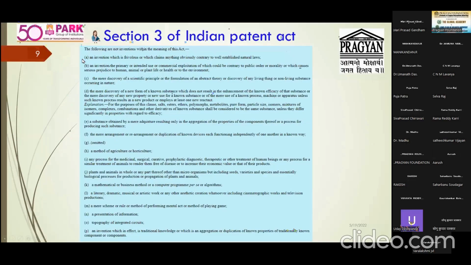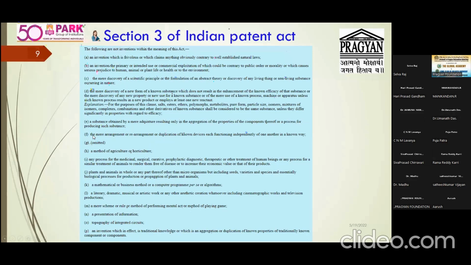Under section 3, we have some provisions from A to O. They tell us some important things about your inventions. For example, under section 3(f), it mentions that the mere arrangement or rearrangement or duplication of known devices, each functioning independently of one another in a known way, is not patentable. It's a very important thing.